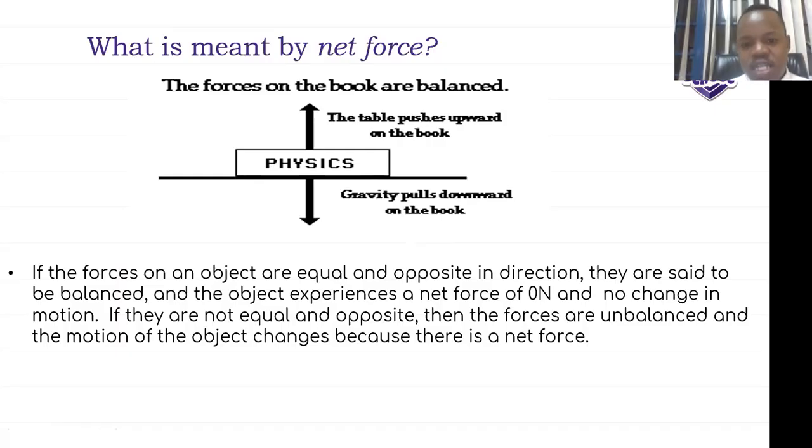Right, so that explains Newton's first law, as well as what we talk about when you talk about net force. Because the object was at rest, it's remaining at rest because the net force acting on it is 0. But if this net force was to be greater than 0, then the object would move.